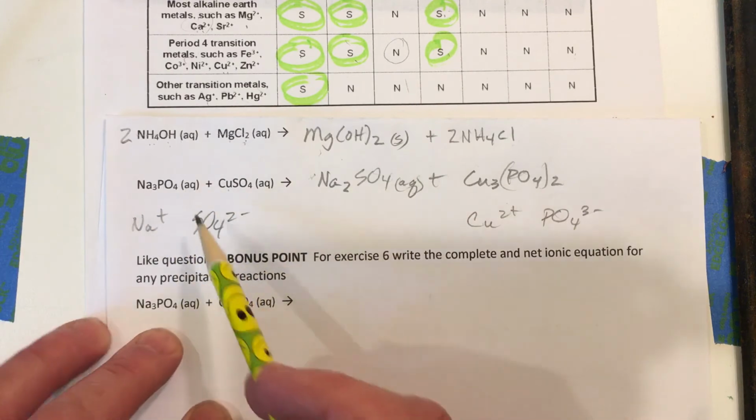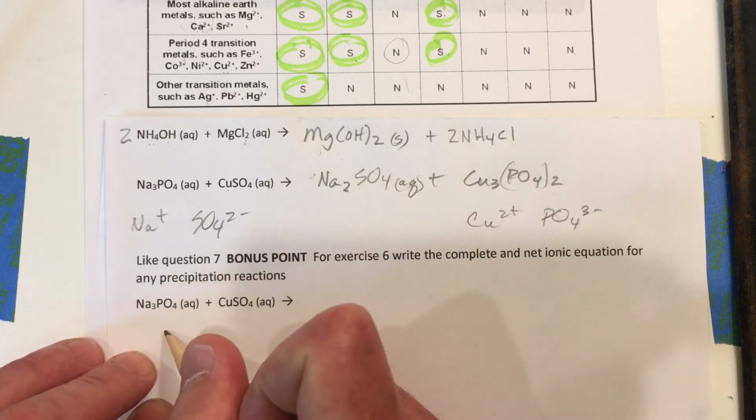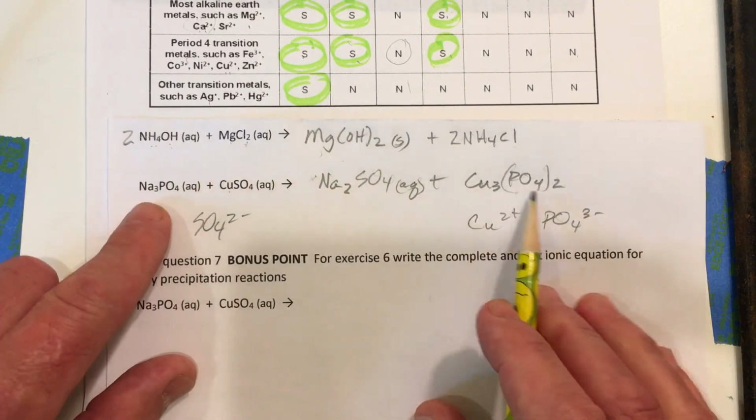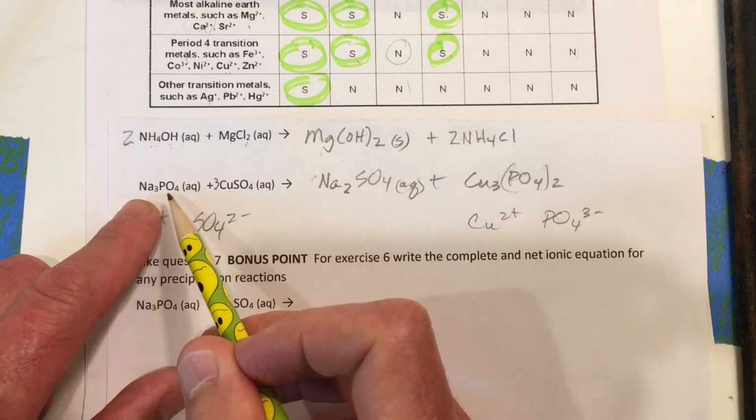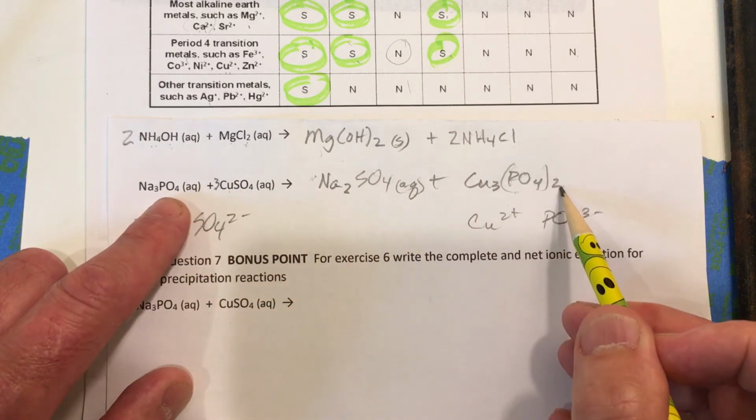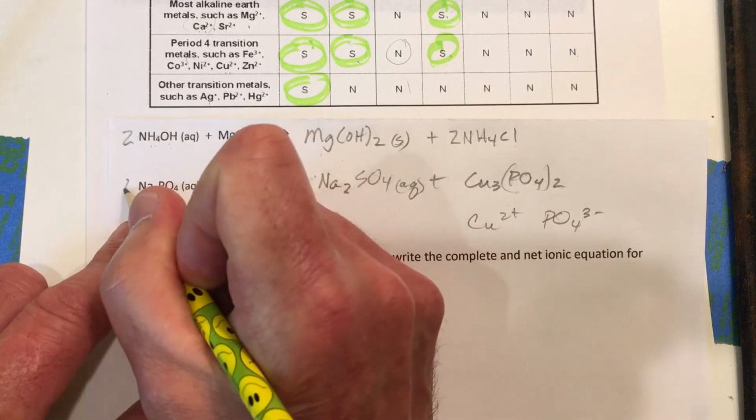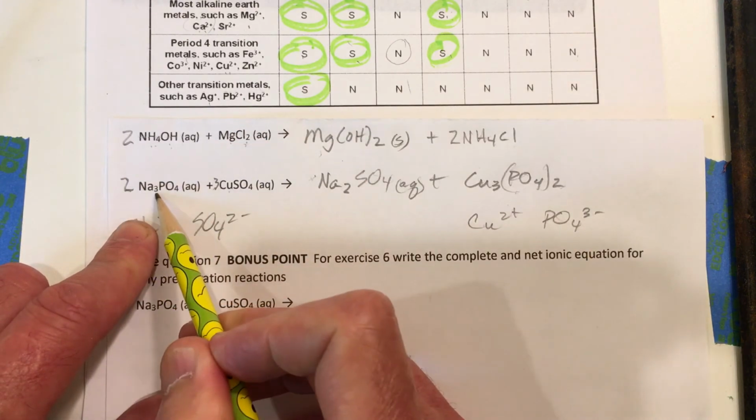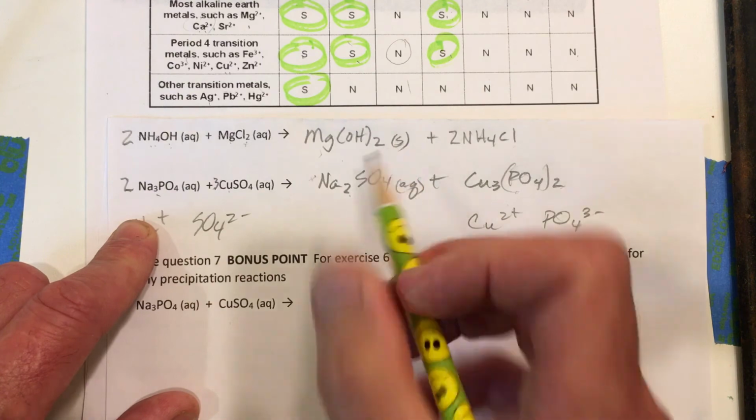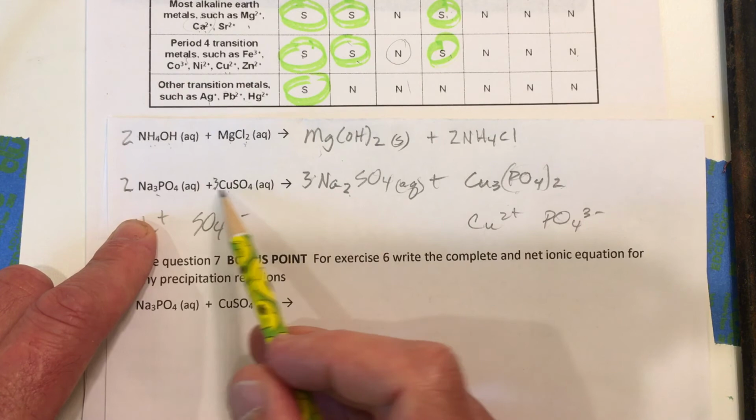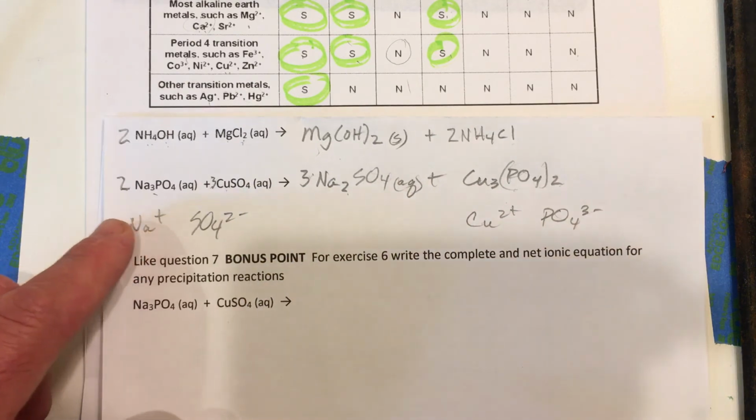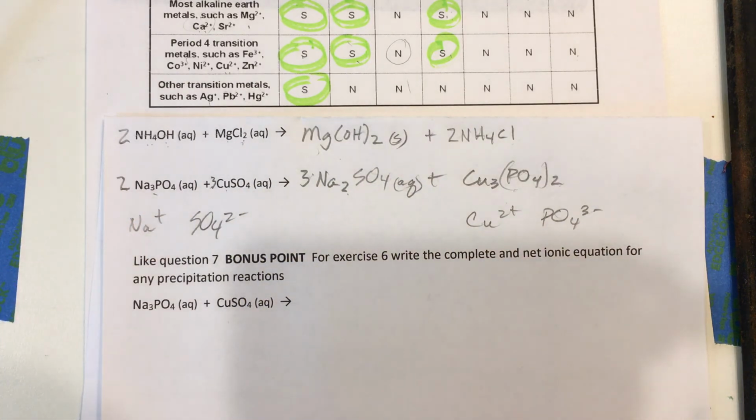Let's see. Everything is soluble here. Oh, and I've got to balance this equation real quick before we get started. 3 coppers, so I'll put a 3 there. I have 1 phosphate here, and I have 2 here, so I'm going to put a 2 there. And that gives me 6 sodiums. I have only 2 there, so I need a 3 here. That gives me 6 sodiums and 3 sulfates. So there you go, I have the balanced equation now.